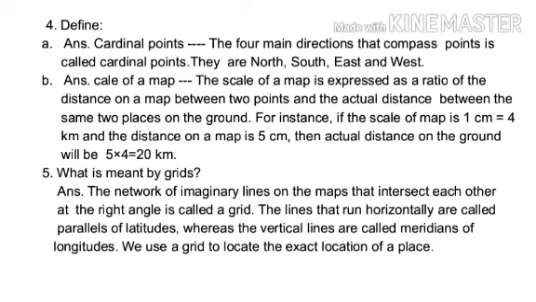Question 5. What is meant by grid? Answer. The network of imaginary lines on the maps that intersect each other at right angles is called a grid. The lines that run horizontally are called parallels of latitudes, whereas the vertical lines are called meridians of longitudes. We use a grid to locate the exact location of a place.